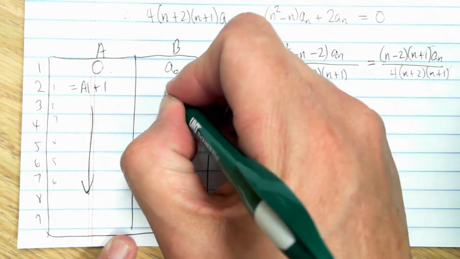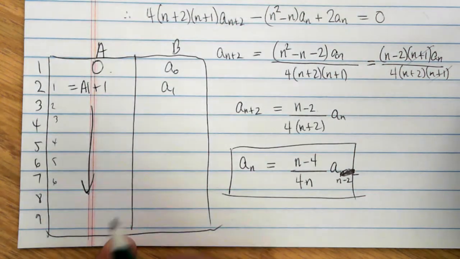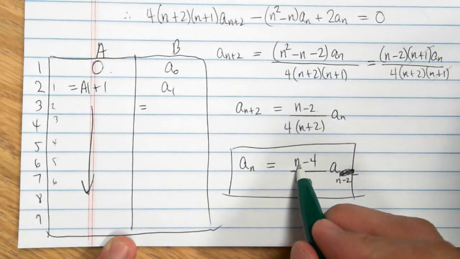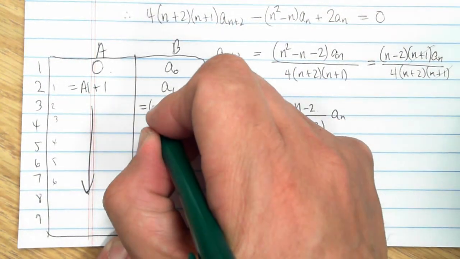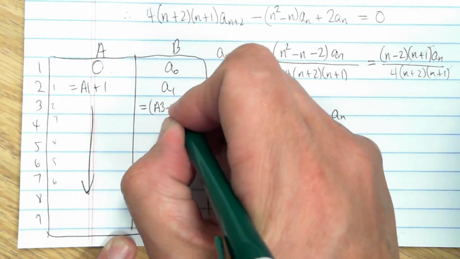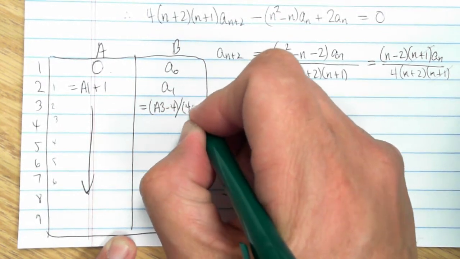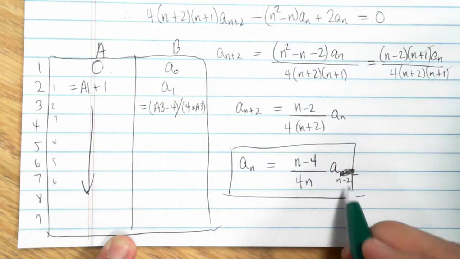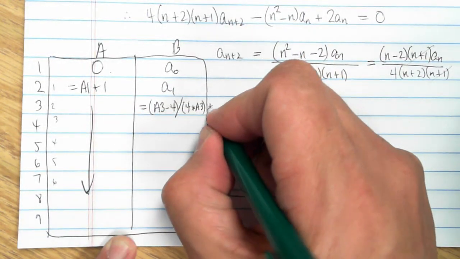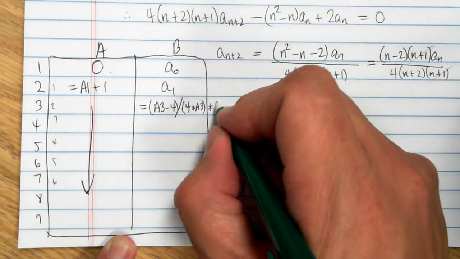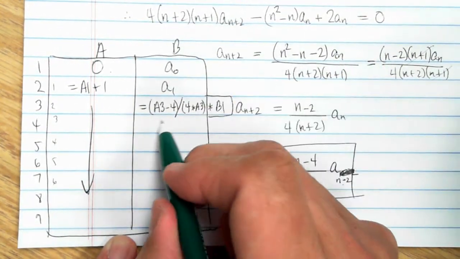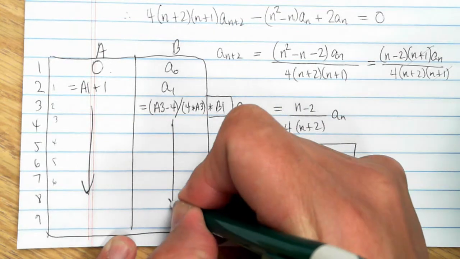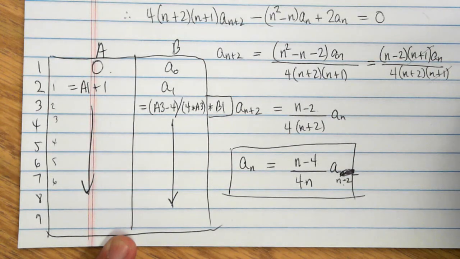So a sub 0 is whatever it is. A sub 1 is whatever it is. And then this term is going to be equal to n minus 4 divided by 4 times n, times the term that's 2 back, so b sub 1. All that should be in cell B3. And if I fill that down, then that will be the way of numerically computing the coefficients of the first few terms in the power series.